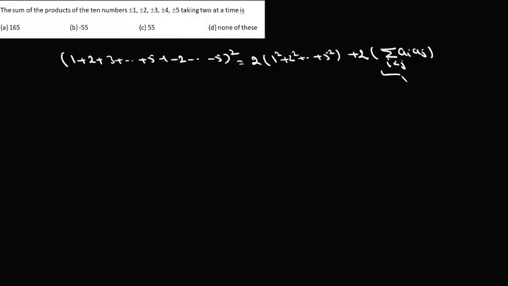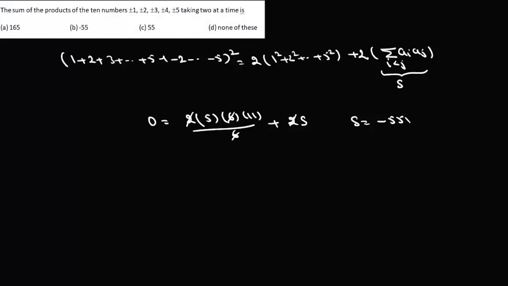So we need to find this sum, and say this sum is s. Now left hand side is 0 and this is 2 times n (n plus 1) (2n plus 1) whole divided by 6 plus 2s. Now this 2 will cancel, this 6 will also cancel. So value of s is simply minus 55, and that's your option B.